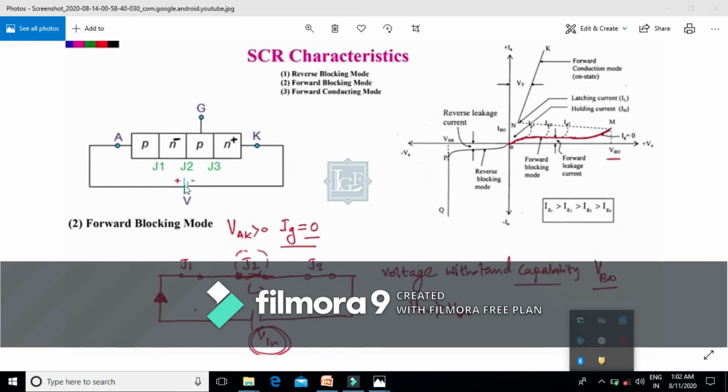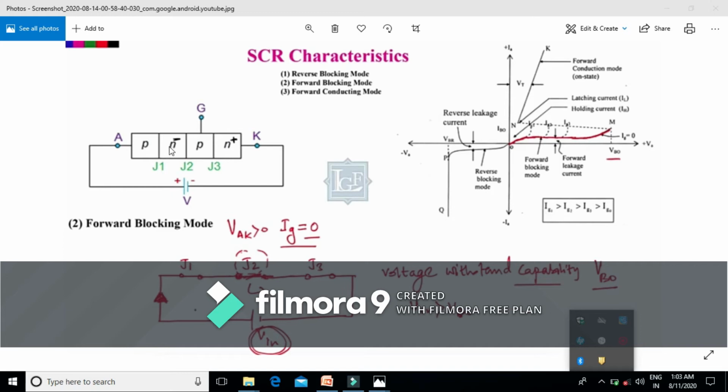In this forward blocking mode, this junction J1 becomes forward biased, because this P is connected to the positive, and N negative. This is basically not only P, this is P positive. This is just a mistake in the diagram. This P is connected to the positive of the terminal, and this N negative is connected to the negative. That means the junction J1 is forward biased.